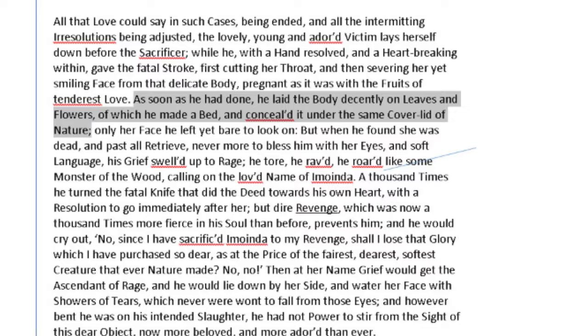As soon as he had done, he laid the body decently on leaves and flowers, of which he made a bed, and concealed it under the flame-covered lid of nature. Only her face he left bare to look on. But when he found she was dead and past all the trees, never more to bless him with her eyes and soft language, his grief swelled up to rage.